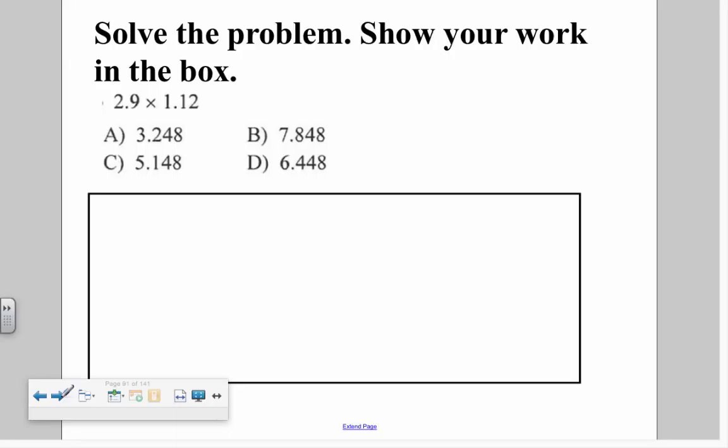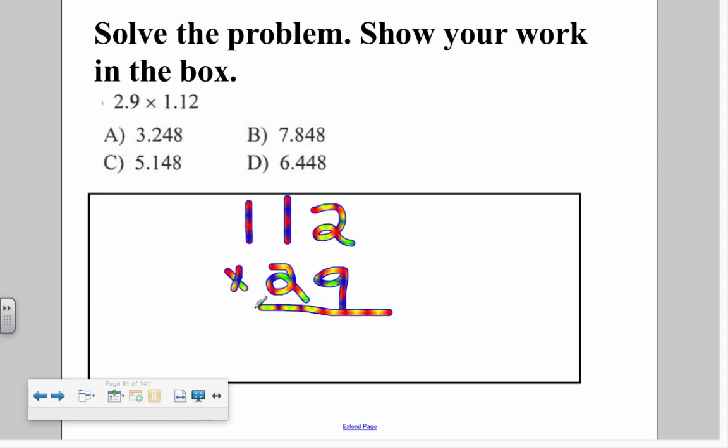Now let's look at multiplying. If you multiply decimals, you do not line up the decimals. If you remember, I'm going to put 112 up here times 29. I'm going to forget about the decimals at first. You could put in the decimals and just simply forget about them and remember that it's 112 times 29. Now what I'm going to do is multiply those out and then add in the decimals at the end.